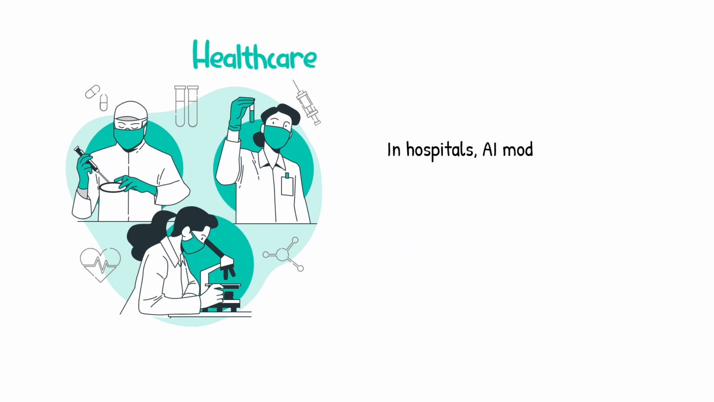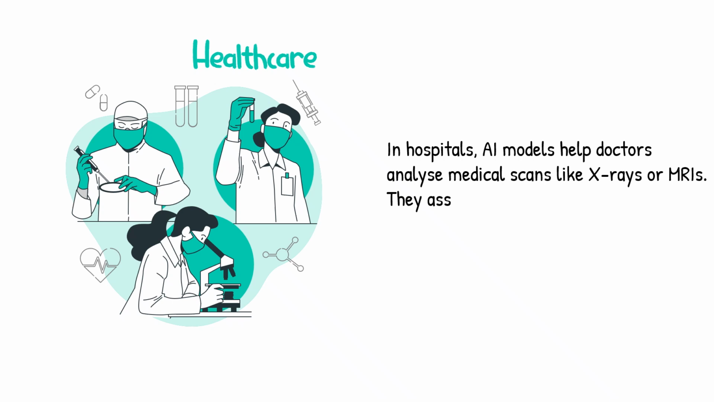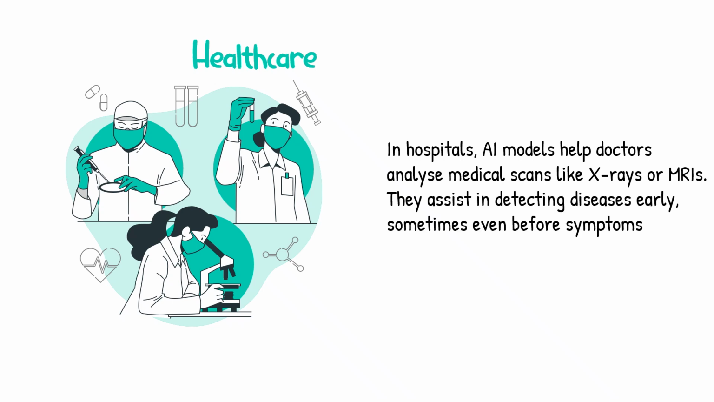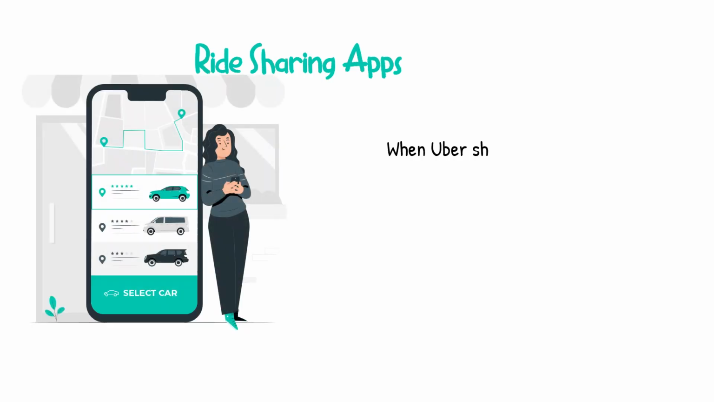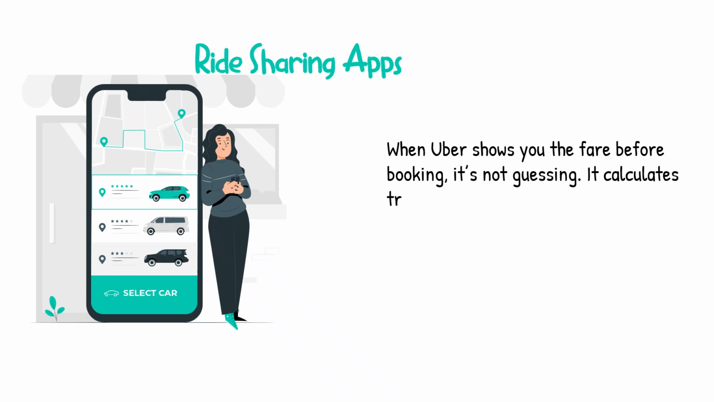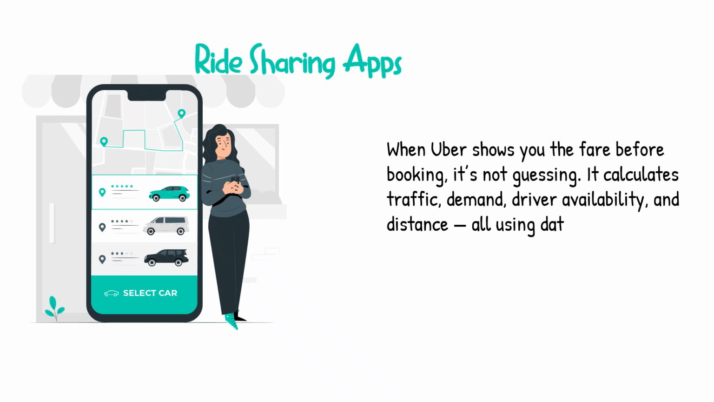The fourth example here is healthcare. In hospitals, AI models help doctors analyze medical scans like X-rays and MRIs. They assist in detecting diseases early. The next one here is ride-sharing apps. When Uber shows you the fare before booking, it is not a guess. It calculates traffic, demand, driver availability, and distance, all using data-driven algorithms, and then it provides the fares and prices.